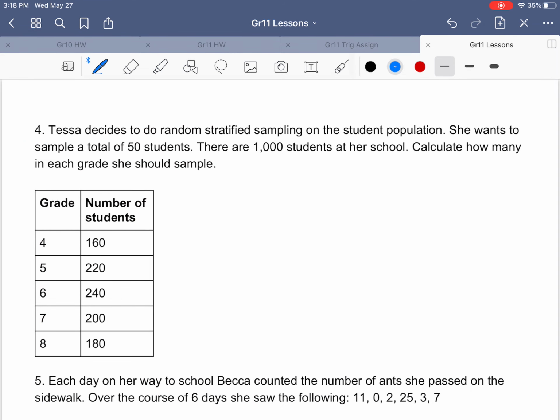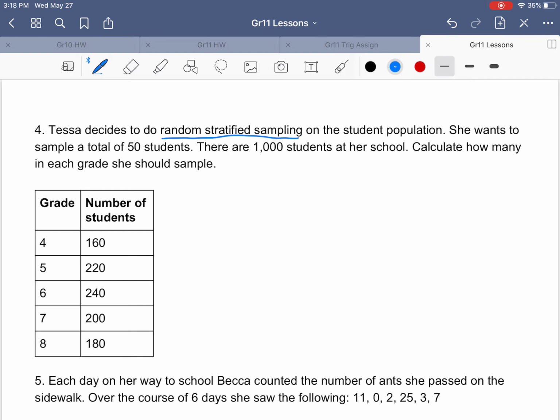Okay, let's move on to our next question. So in order to find out about the cousins, Tessa decides to do random stratified sampling. Okay, and if you're not sure what this is, go back and look at the notes for this unit. And she does this on the student population. She wants to sample a total of 50 students. There are 1,000 students at her school, so we need to calculate how many in each grade she should sample.